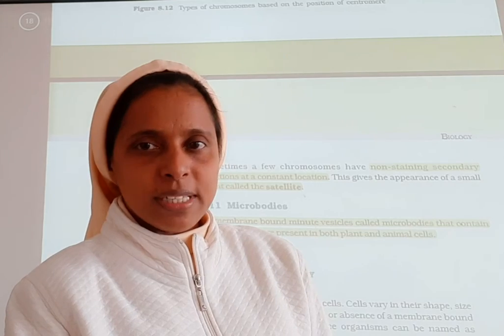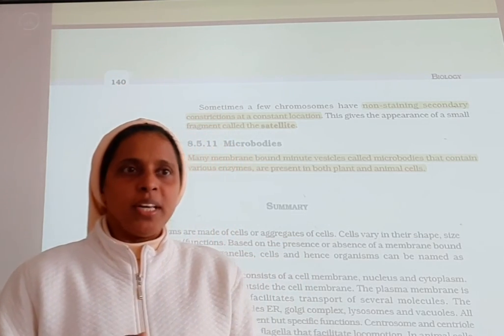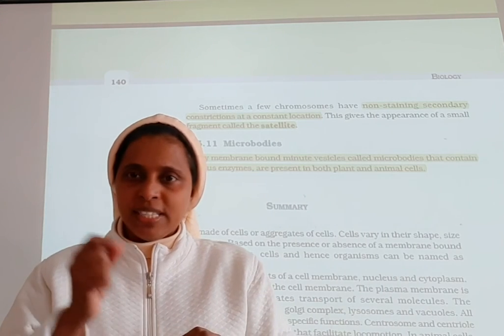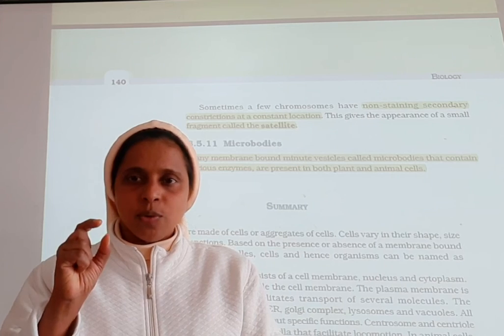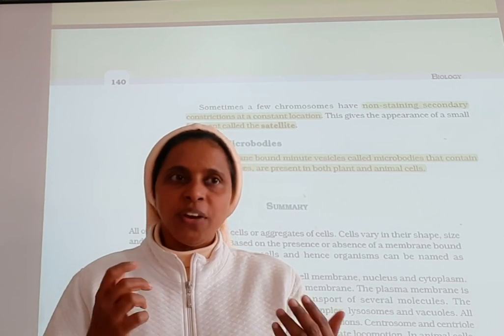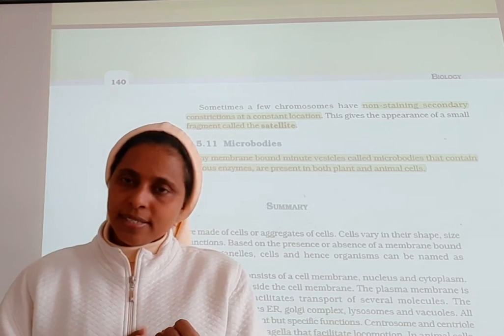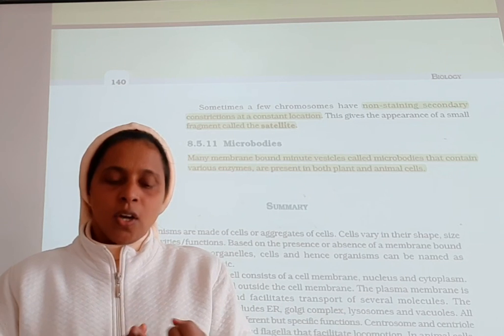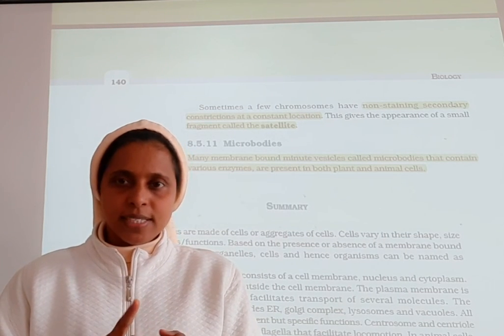Next, moving towards the microbodies. What do you mean by microbodies? They are membrane-bound minute vesicles. What does it contain? It contains various enzymes. These microbodies are present in the plant cells as well as in the animal cells. It is possessed by both.